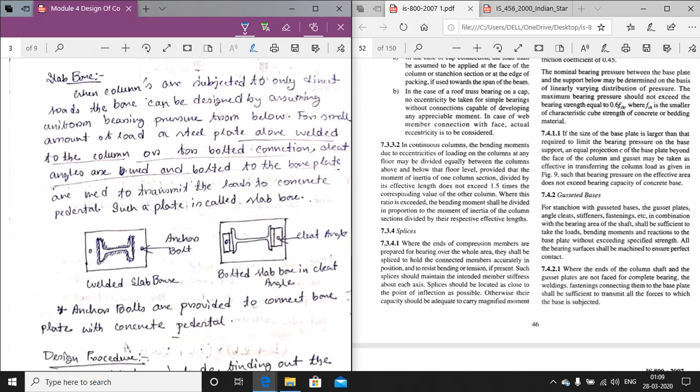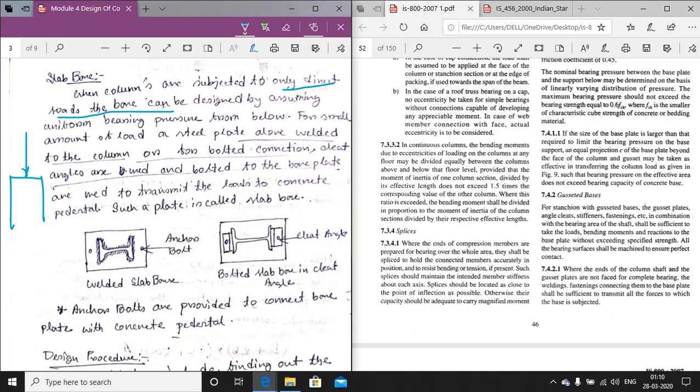When the columns are generally subjected to only direct loading, only direct load applied to the column, that means this is a column, only direct P load is applied here. In these general cases, the slab base is applied. For small amount of load, a steel plate alone is sufficient to carry the load. So in those cases, a steel plate acting as a slab base is provided. If the slab base is a bolted connection, it will be provided with the cleat angle.